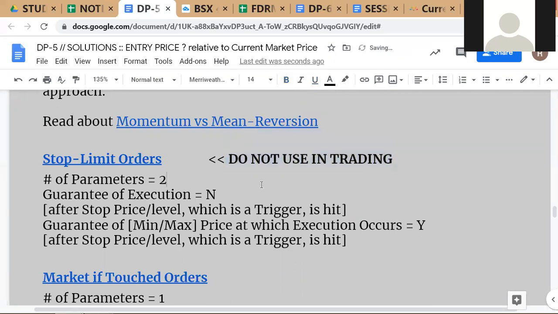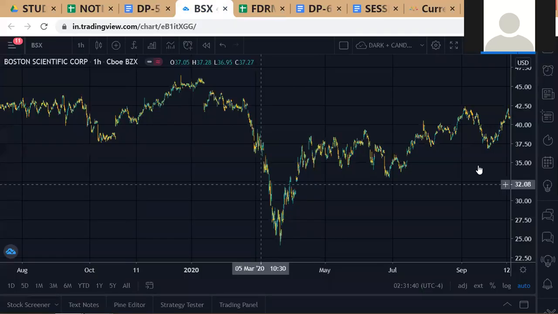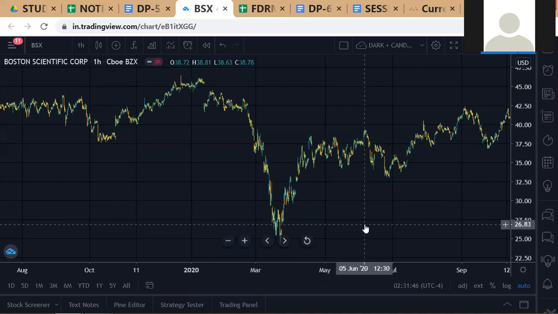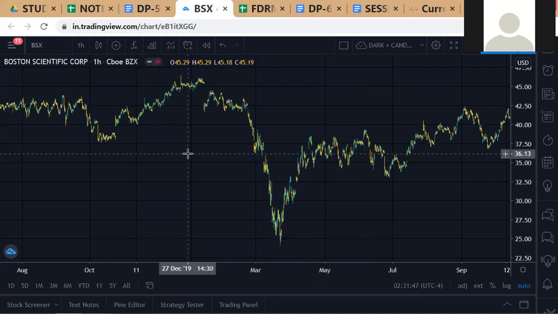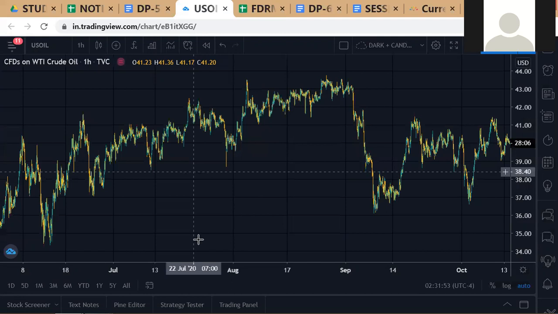Okay, now let's understand one more last type of order, which is market if touched. Now, what is a market if touched? Let's look at another situation where I think maybe the right way to look at market if touched is to look at the oil market. I think it's the best example that we have.